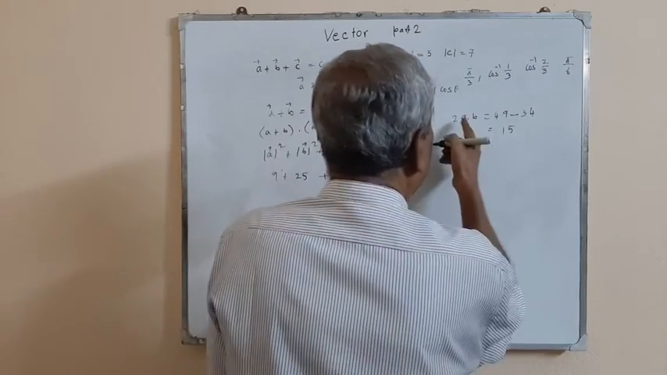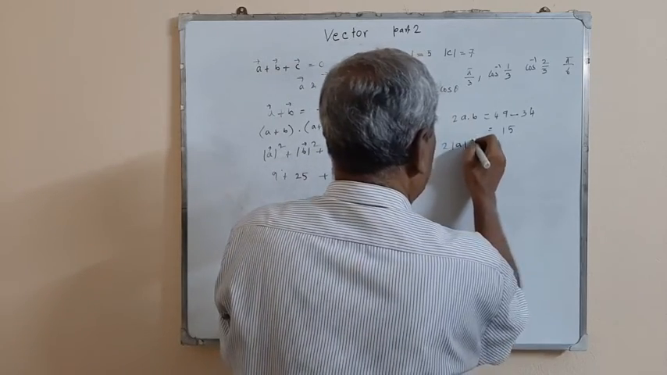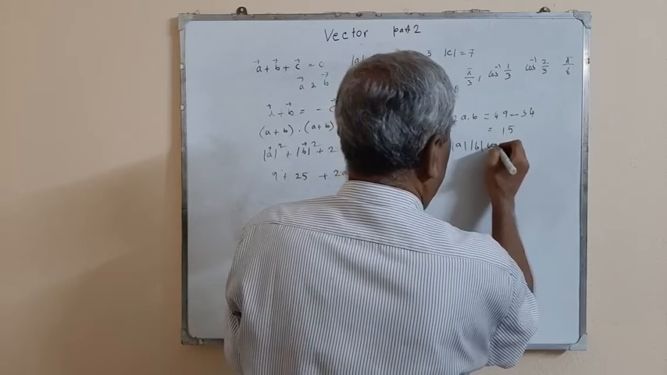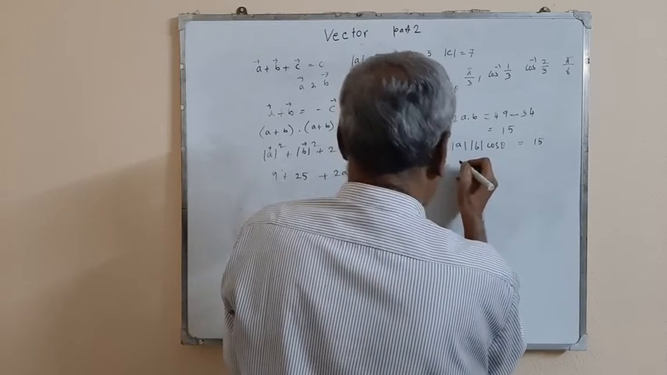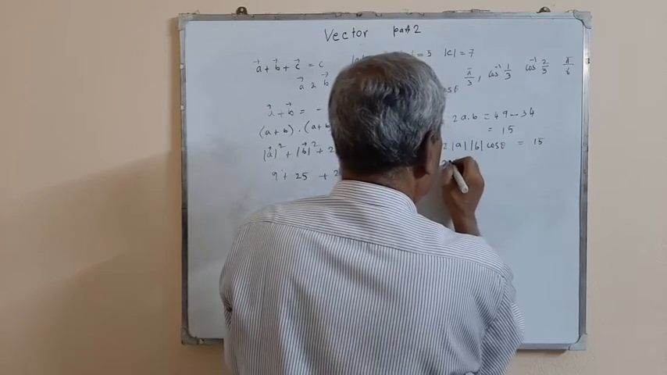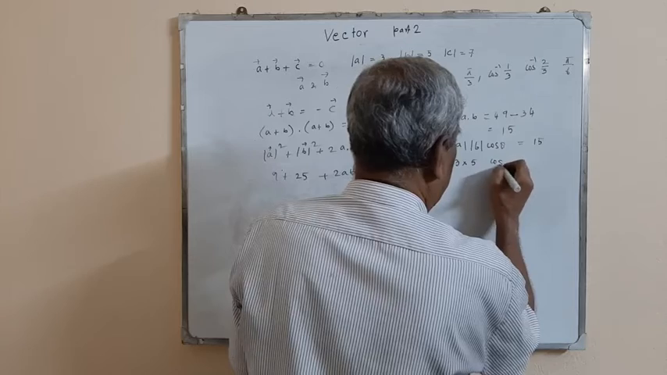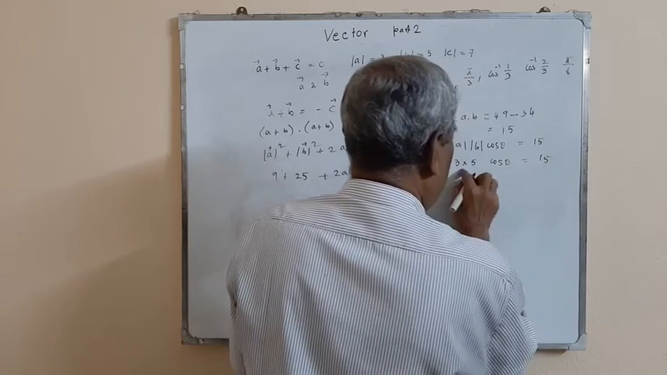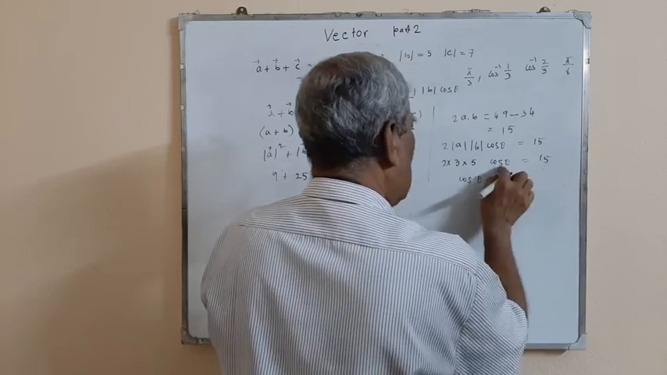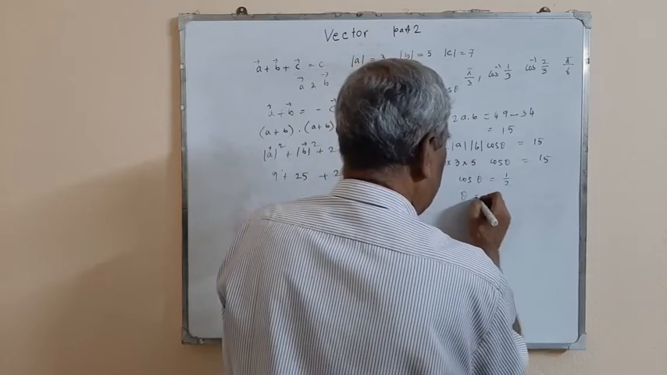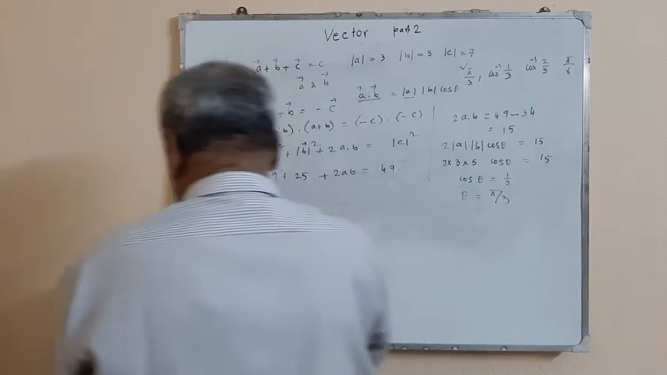So again, 2 into A dot B. A dot B means magnitude A, magnitude B into cos theta, which is equal to 15. 2 into magnitude A, which is 3, magnitude B, which is 5, cos theta is equal to 15. That is, 15 cancels, cos theta is equal to half. Therefore, theta is equal to pi/3. So, the first option is correct.